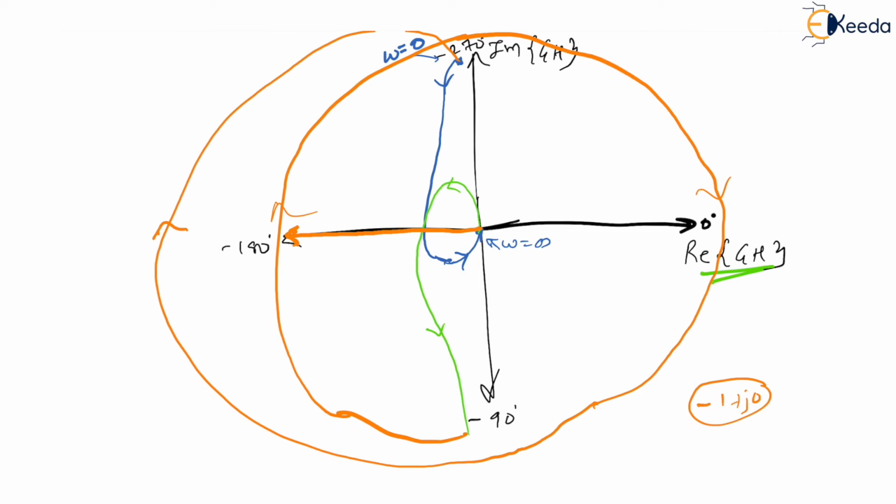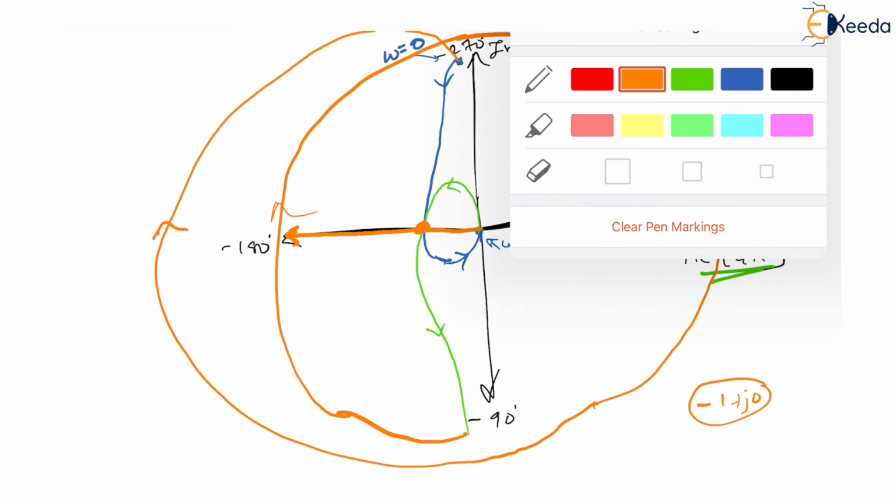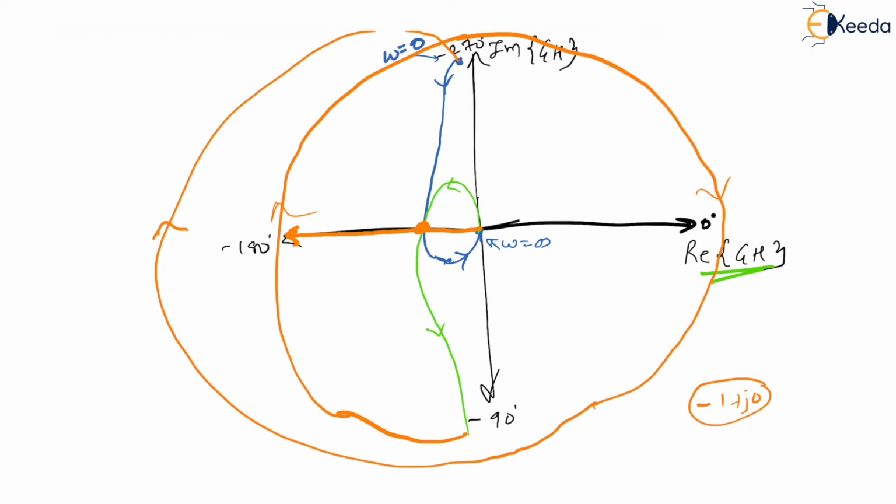If I can somehow manage to find the magnitude at this point, what will happen? I can easily trace where my -1 plus j0 will be. How does that happen? I will tell you. In order to check the magnitude at this particular point, let me use the angle criteria, because we know the angle is going to be -180 degrees.